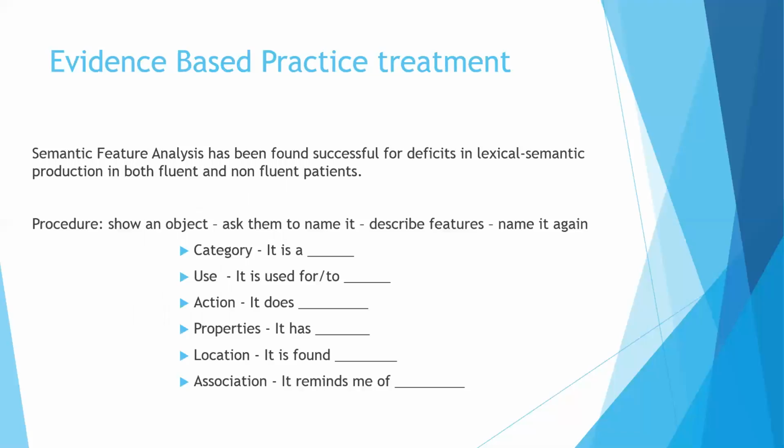Next, we'll discuss the evidence-based practice treatment articles. Semantic feature analysis has been found to be successful for deficits in lexical semantic production in both fluent and non-fluent patients. The typical procedure would be to show the object, ask the client to name it, ask them to describe features, and then ask them to name it again.